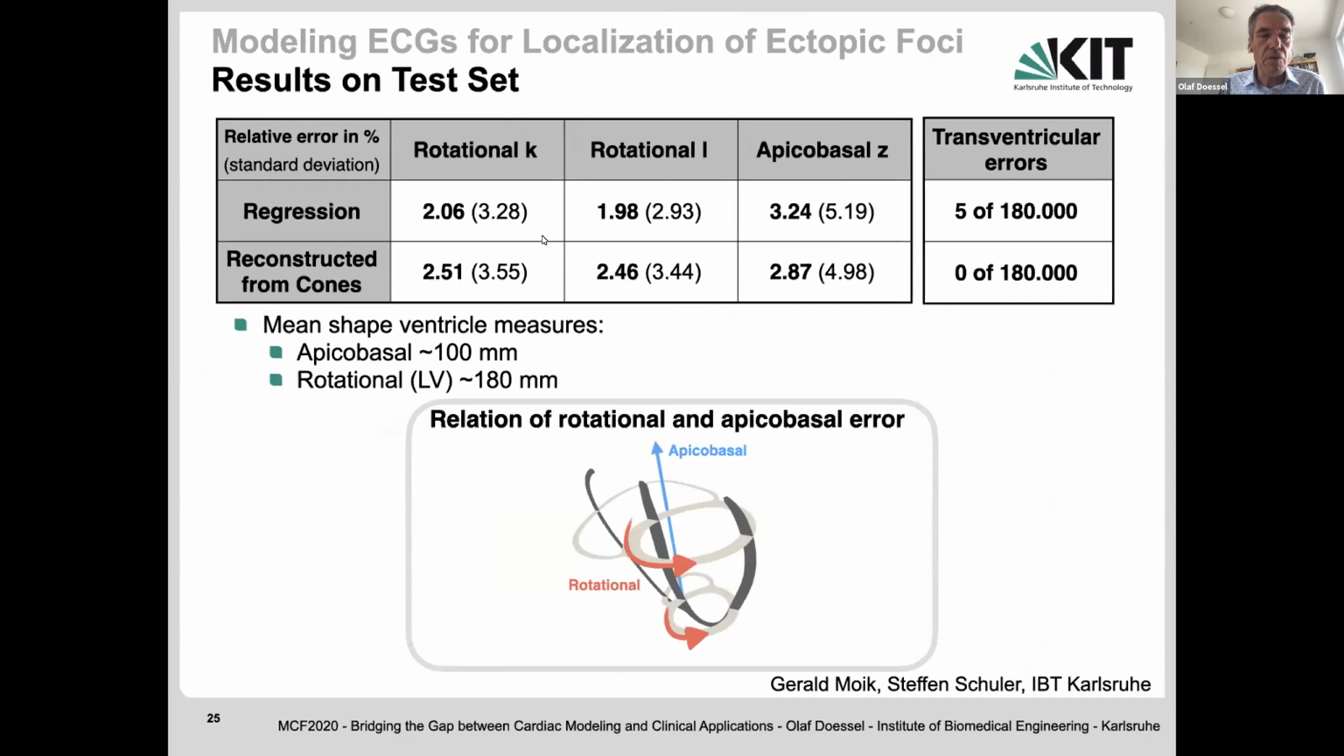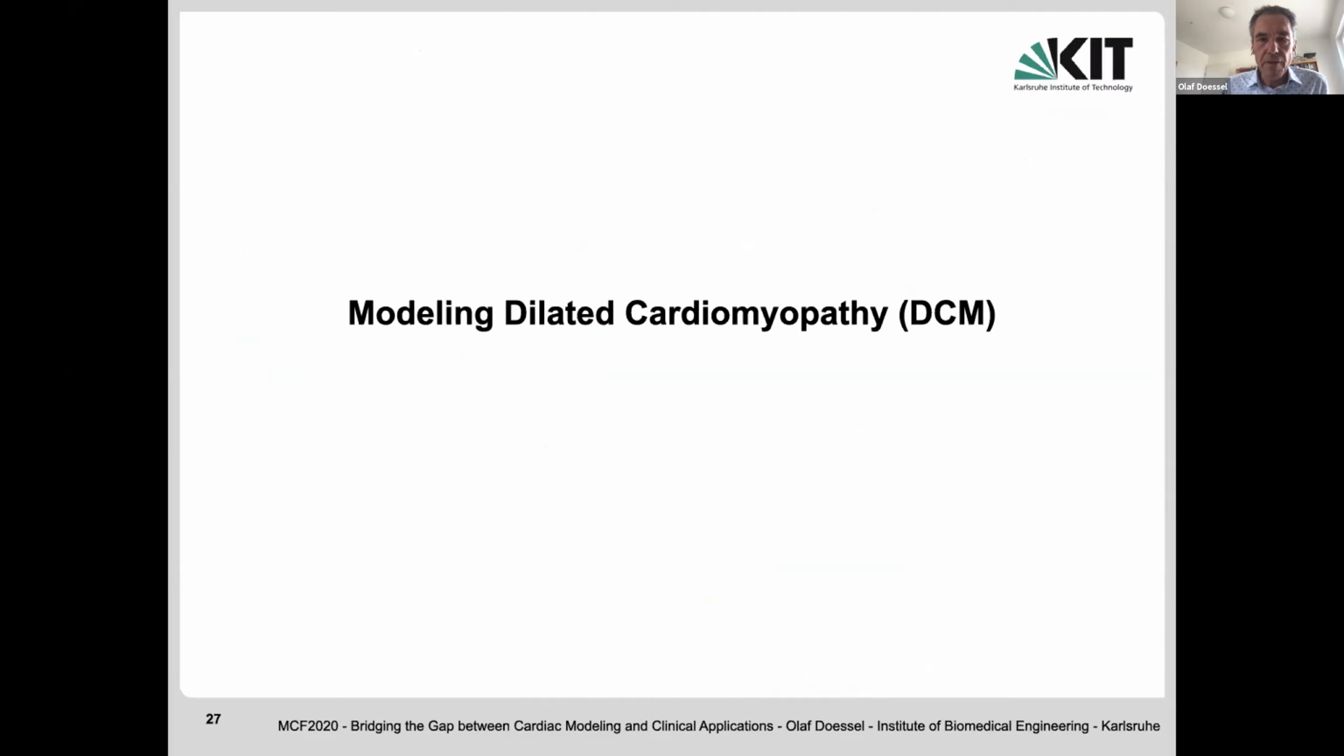And here are the error bars, and I have to translate that from the percentage into millimeter. In the rotational coordinate, we have about 4 to 5 millimeter uncertainty, and in the apicobasal coordinate, we have about 3 millimeter error to localize an ectopic foci. And I say again, without any computer model of the body, without any inverse problem algorithm that takes into account lead field matrix, etc. And this is very amazing, and we think it's very important.